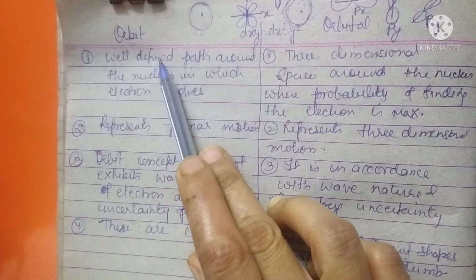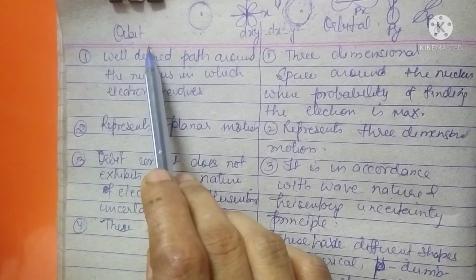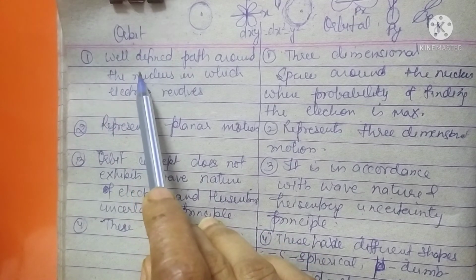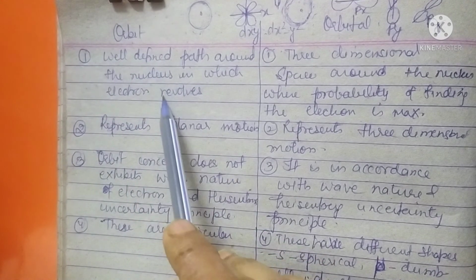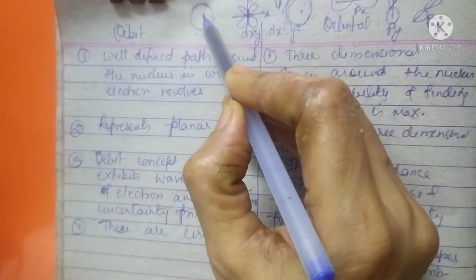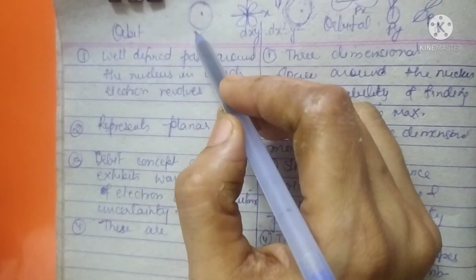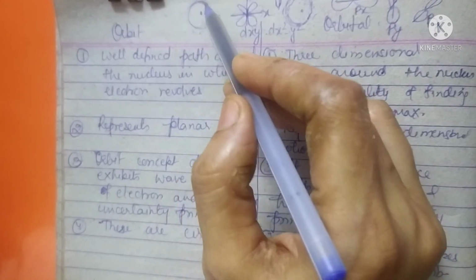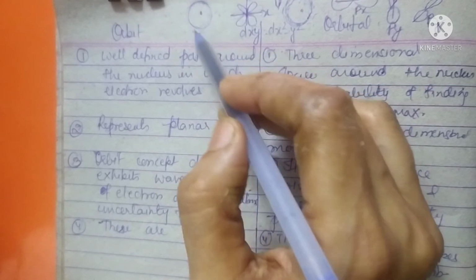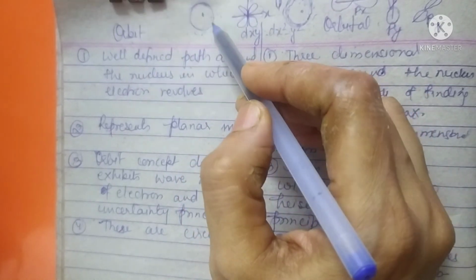Difference between orbit and orbital. In Bohr's model, we have studied that it is a well-defined path around the nucleus in which the electron revolves. We have drawn in Bohr's model like this: nucleus in the center, and this is the path of the electron in which it is revolving. So this definite or well-defined path around the nucleus is known as orbit.